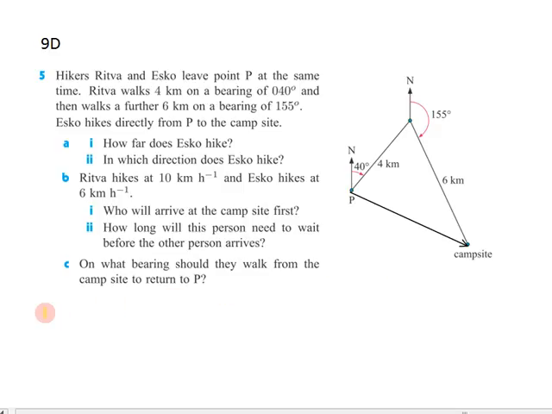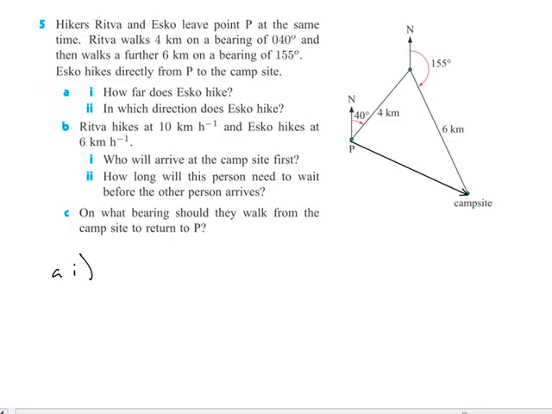The first question, part a, asks us how far does Esko hike, so we want to know the length of this line. There's a number of ways to go about solving this, but since this is about sine rule and cosine rule, we'll try and use those rules. We'd like to know this unknown side, and we already know 2 sides. So this sounds to me like Pythagorean theorem for non-right angle triangles, or cosine rule.